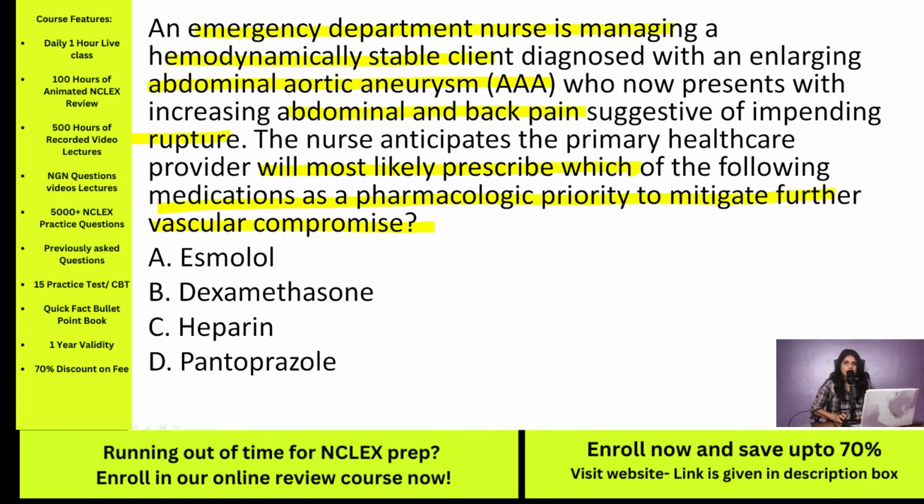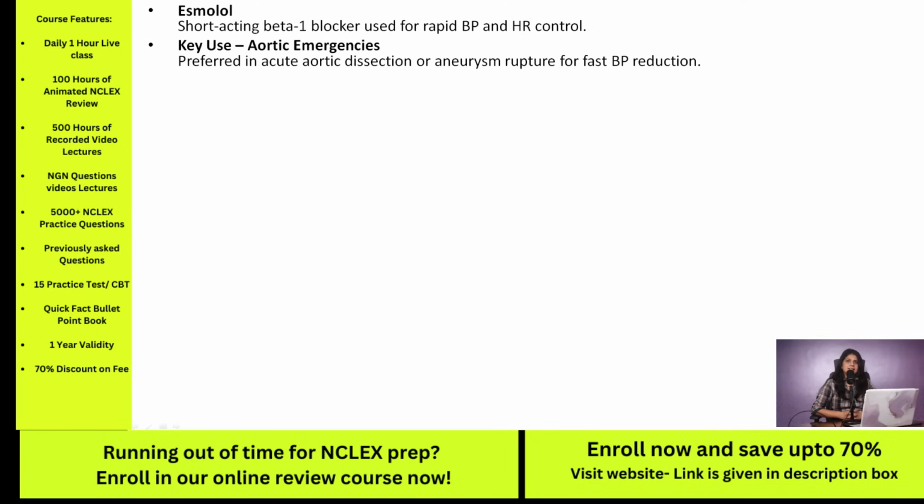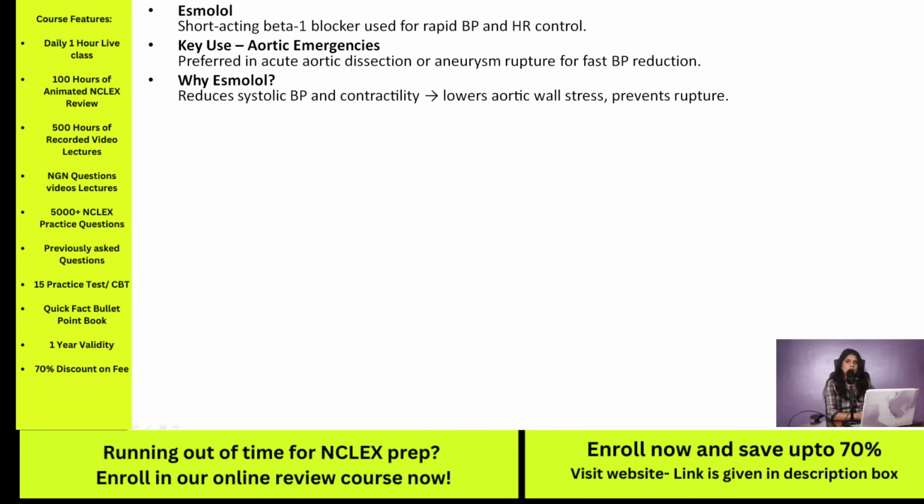Now let's determine which of these interventions is most appropriate in the setting of a suspected abdominal aortic aneurysm on the verge of rupture. The correct answer is Option A, esmolol. Esmolol is a short-acting cardioselective beta-1 blocker that is commonly used to rapidly lower systolic blood pressure and heart rate in acute aortic syndromes. By reducing myocardial contractility and arterial wall stress, esmolol helps prevent aneurysm rupture while the client is stabilized for surgical repair.